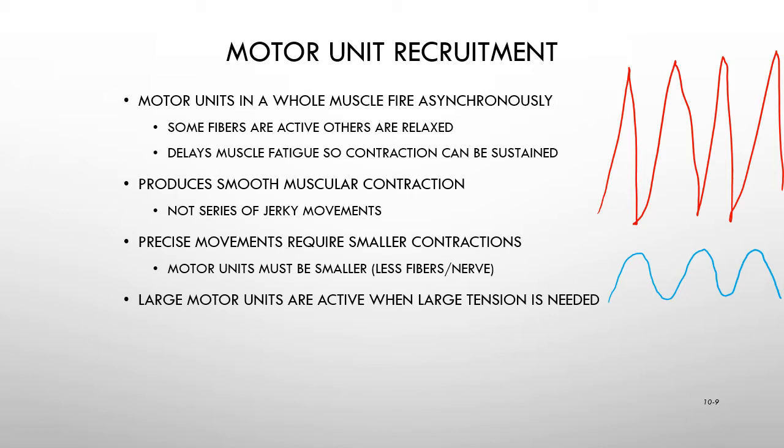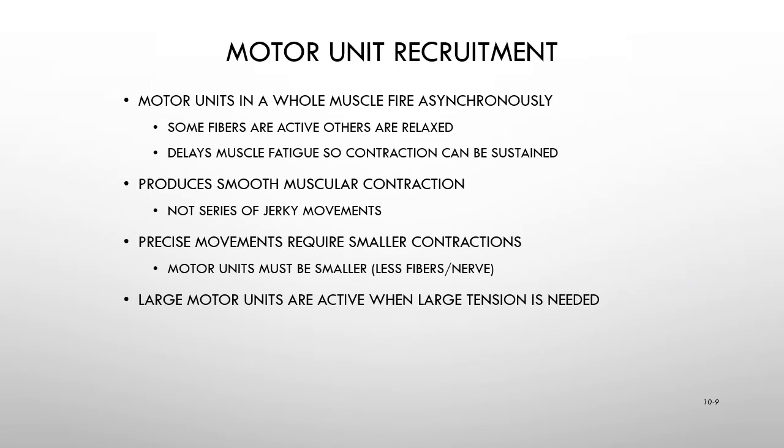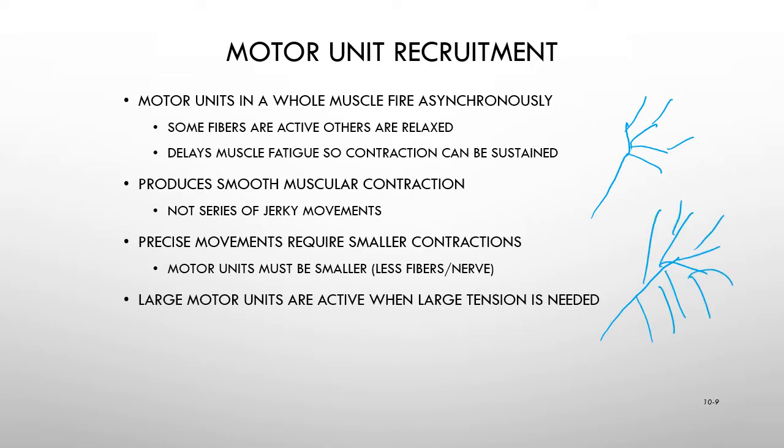Depending upon the size of the motor unit is going to dictate the ability of that muscle to generate fine motor control. And so small motor units, where we have a neuron that goes out and only communicates with a small number of muscle fibers, versus a large motor unit where it communicates with a large number of muscle fibers, we're going to see a difference in the type of movement that we get as well.